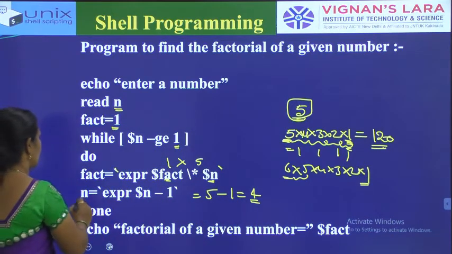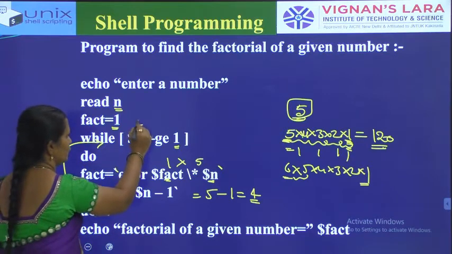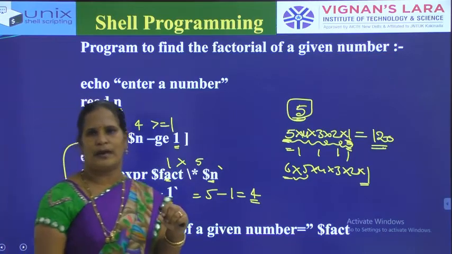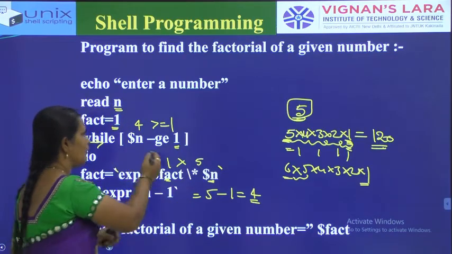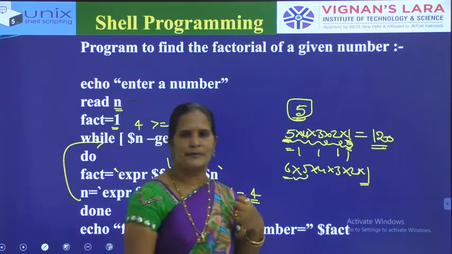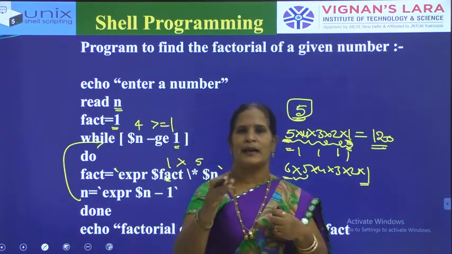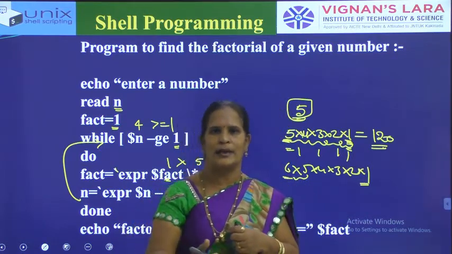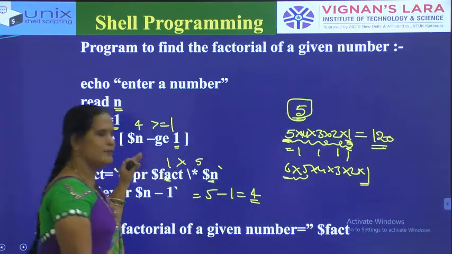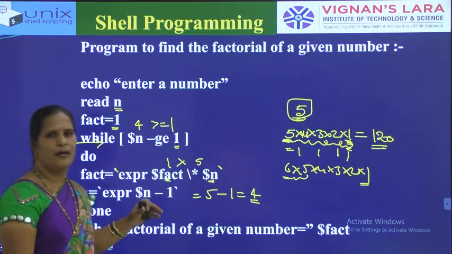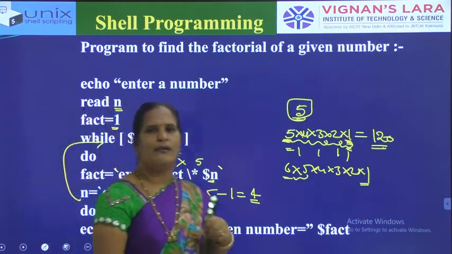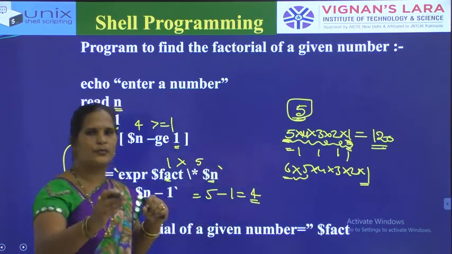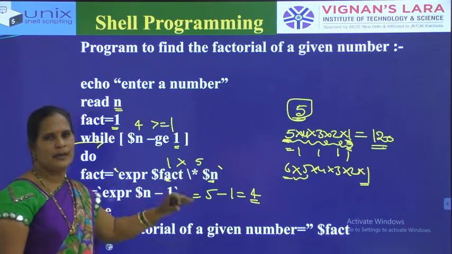Again the control goes here. So here $n means 4. 4 is greater than or equal to 1. The condition returns a true value. For the first time also, $n means 5, greater than or equal to 1. What is the main importance of the while command? Initially, the conditional expression is evaluated. If the conditional expression returns a true value, then only the set of statements specified between do and done are executed. That's why while is also known as an entry controlled looping statement. If it returns a true value, then only these statements are executed.